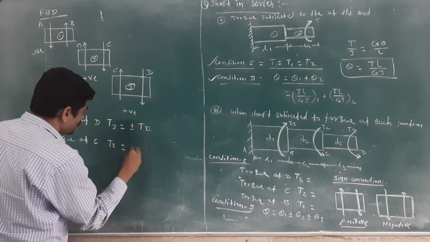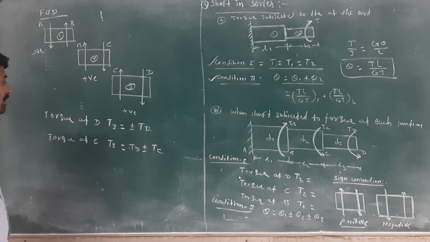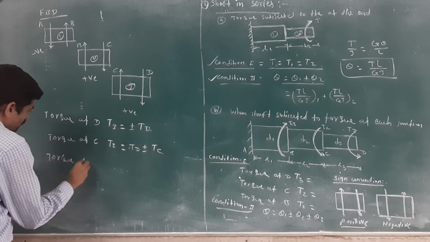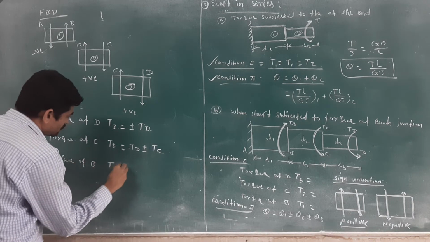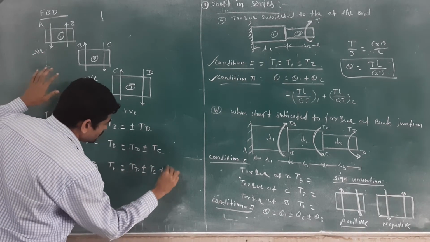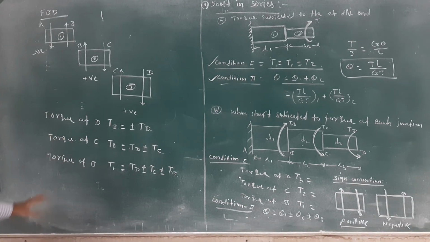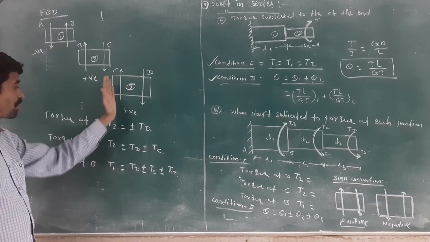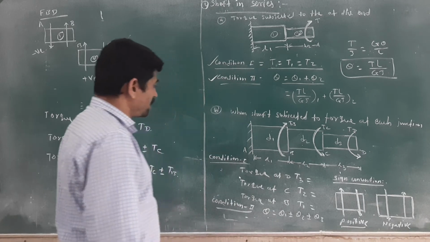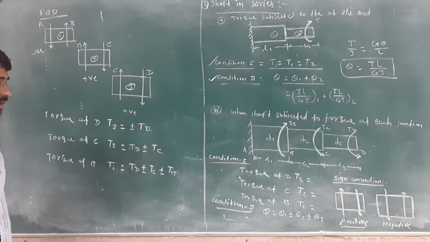Okay, this total torque you will get here TD plus or minus TC, and last is a torque at which point? B. There is a T1. You will get TD plus or minus TC plus or minus TB. In this way, in the first condition, you can calculate the value of torque TD, TC and TB. This T value you will get with the help of FBD, free body diagram.